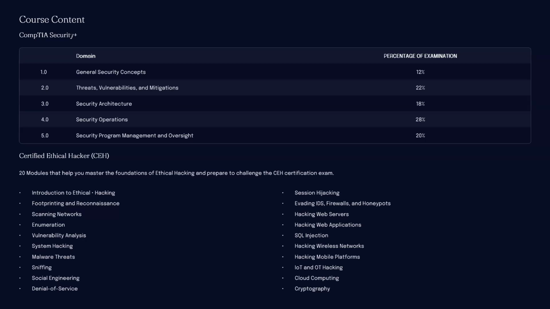You can delete the records. You can do a lot of things if an application is vulnerable to SQL injection vulnerability. Okay, and we have something called hacking wireless network. So we will learn about Wi-Fi hacking.